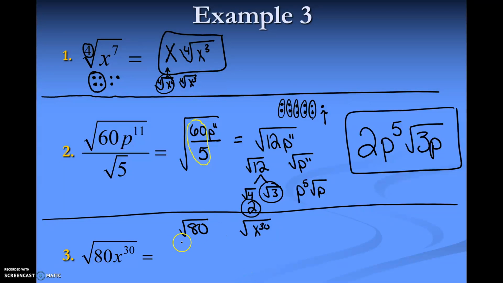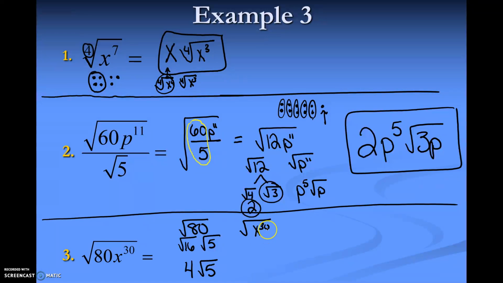When we think about the square root of 80, there's a lot of possibilities. There's 4 times 20. But when 4 works, there's a chance that something bigger might work, like maybe 16? Yeah, 16. If 4 works, try 16, especially if you've got a number as big as 80. The square root of 16 is 4, so we have 4 times the square root of 5.